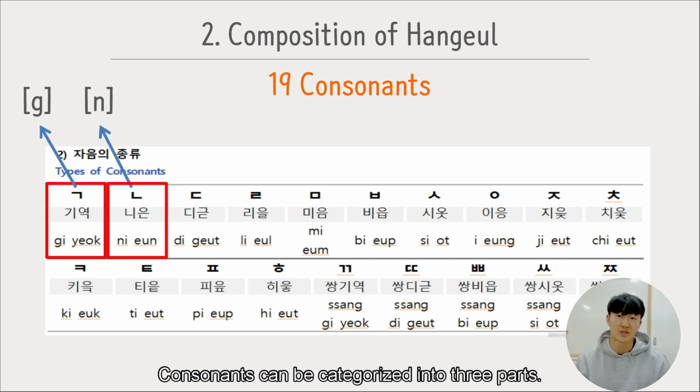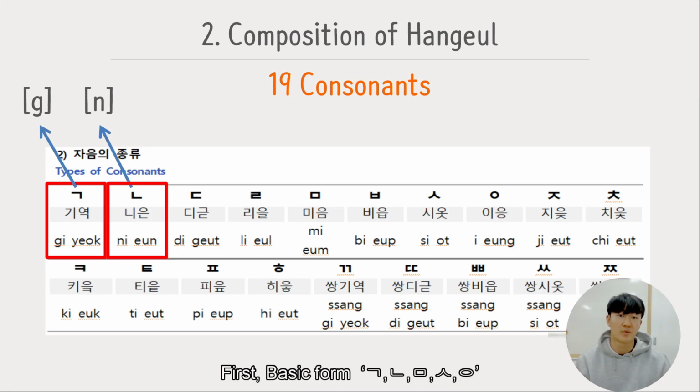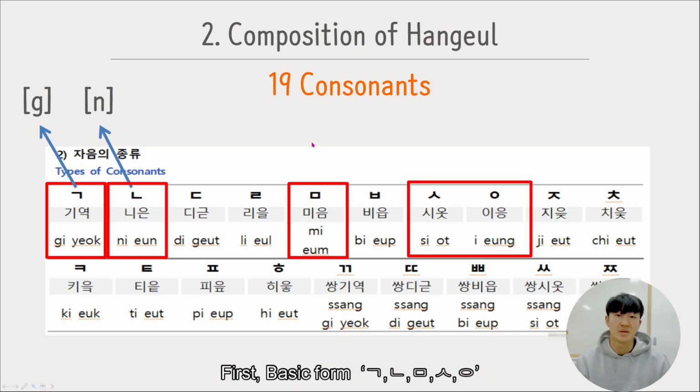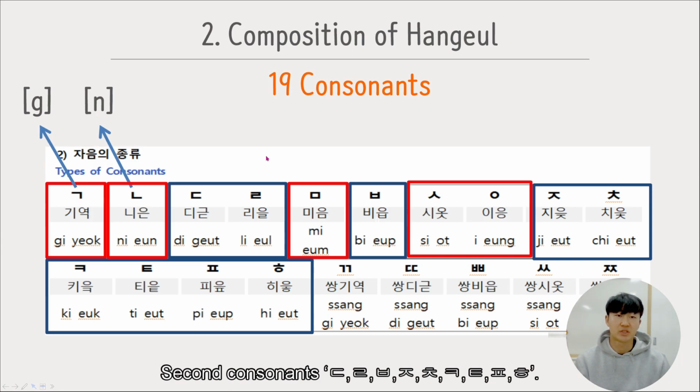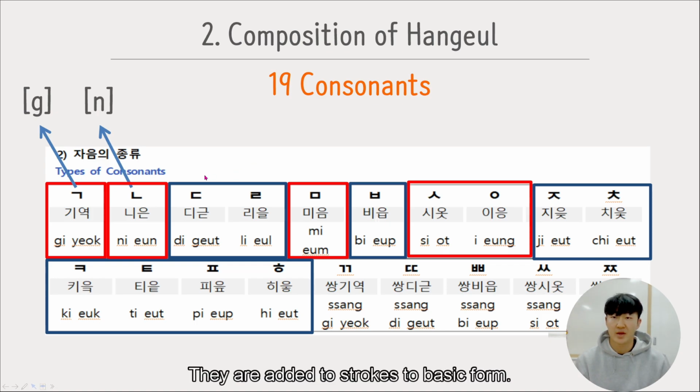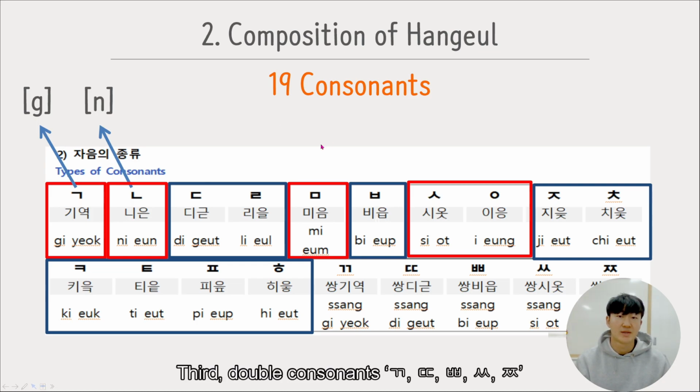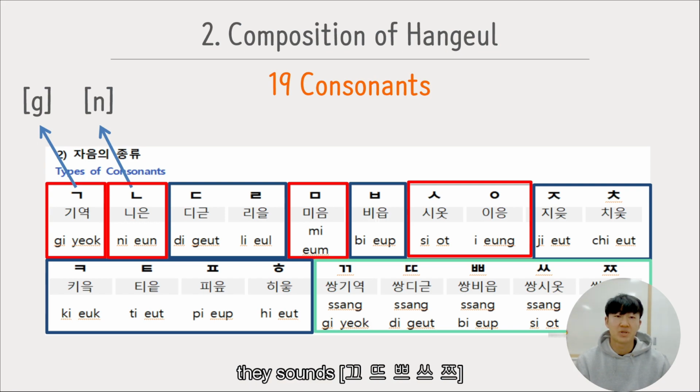Consonants can be categorized into 3 parts. First, basic form: 기역, 니은, 미음, 시옷, 이응. Second, consonants made by adding 2 strokes to the basic form: 디귿, 리을, 비읍, 지읒, 치읓, 키읔, 티읕, 피읖, 히읗. Third, double consonants: 쌍기역, 쌍디귿, 쌍비읍, 쌍시옷, 쌍지읒. They sound 끄, 뜨, 뿌, 쓰, 쯔. And 쌍 means pair or double in English.